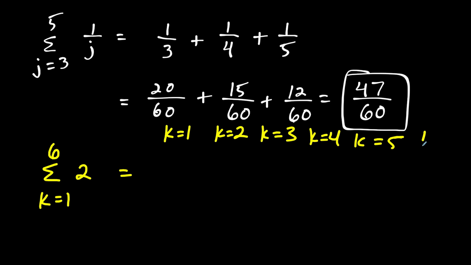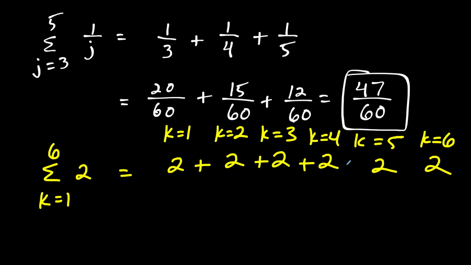Okay, so we'll just write the last one out here. But now what I'm going to do is for each term, the summand is just 2. So I'm going to put a 2 for each of these values of k here. So now we just add all this together. And how many 2's do we have? There are 6 of them. So 2 times 6 would just give us 12.